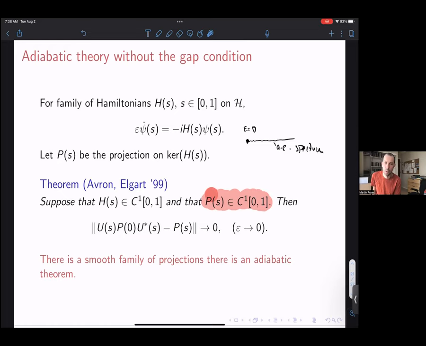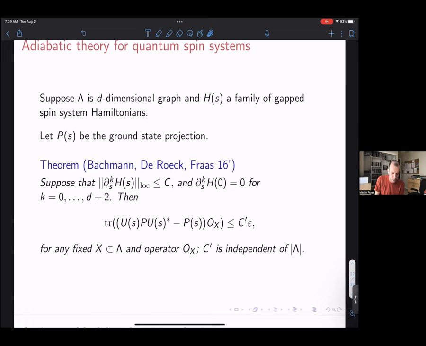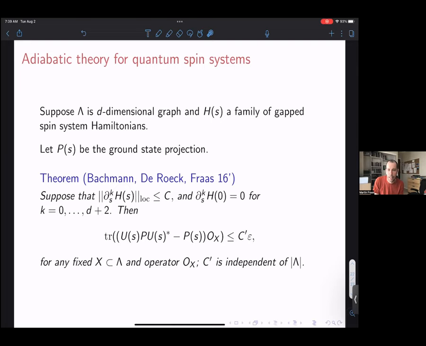And I think this is the first type of theorem that shows this idea that adiabatic theory is not about the gap condition. That's maybe the analytical part of the theory, but really it's about having a smooth family of projections. And if you find a smooth family of projections that is connected to your problem, you can get an adiabatic theorem. And I want to show you more examples of that. Okay, so another example: adiabatic theory for quantum spin systems. And I'm very sorry, I can't give you a full setting for the adiabatic theory for spin systems.